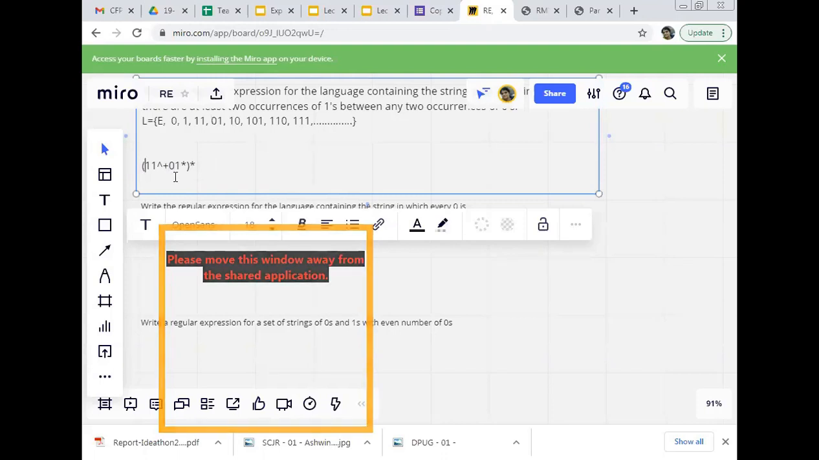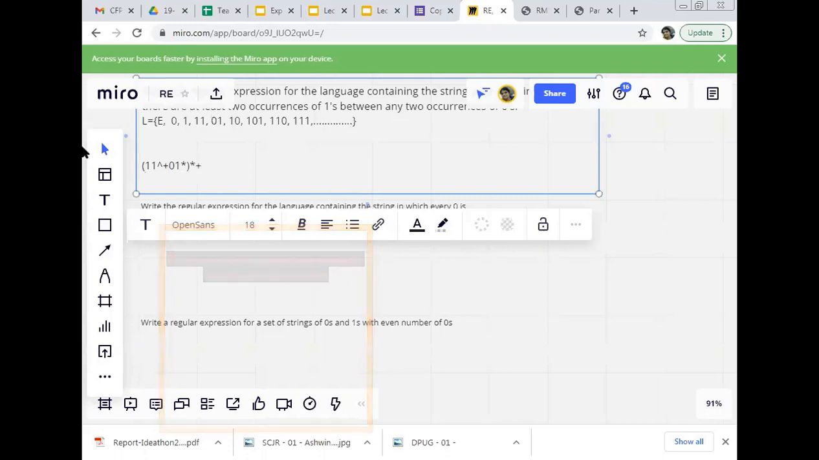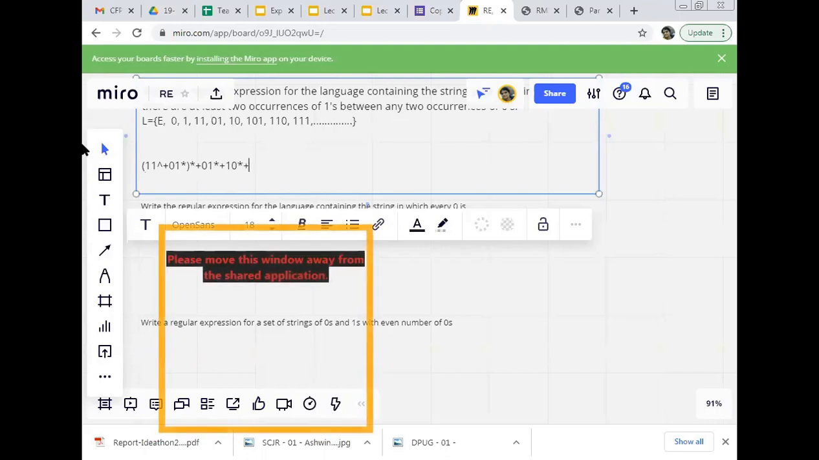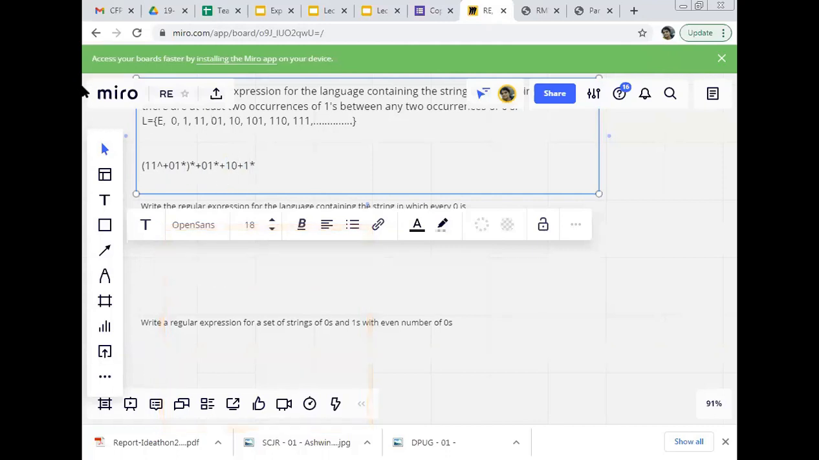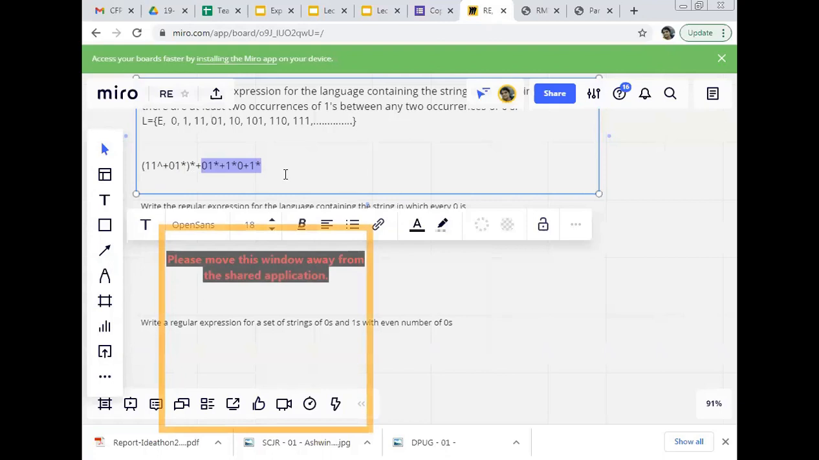Okay, and then we'll have this, and then after that we'll have 01 star or 10 star or 1 star. We'll have this separately because just 01 is not in this. We cannot have it in this, or just 10. Sorry, it is not 10 star, it is 1 star 0. I'm sorry for this. 1 star 0. We cannot have it in this, so we can take it separately.